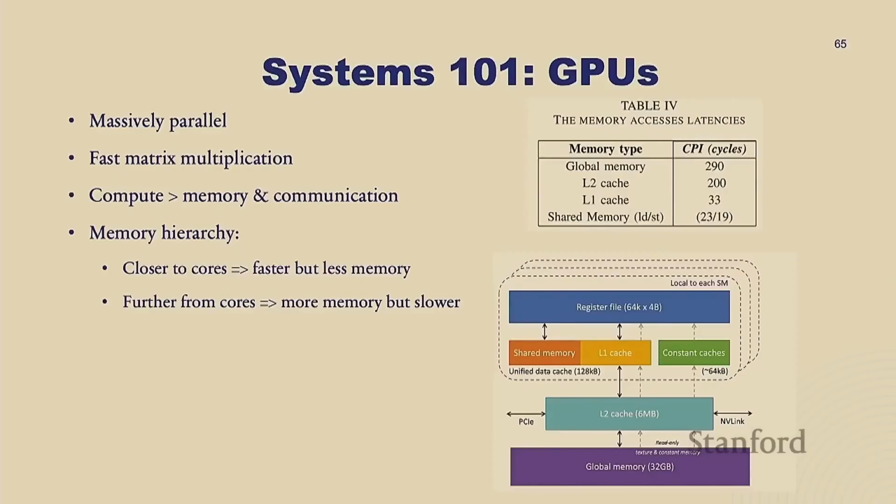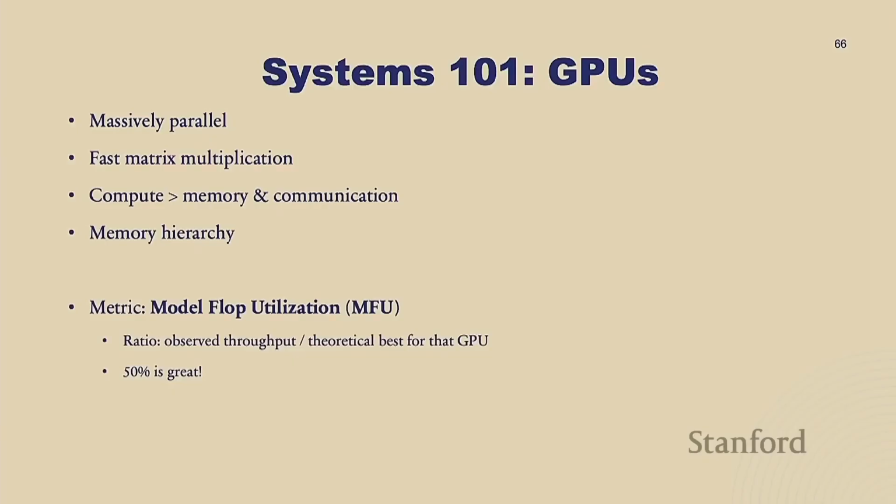Another thing to know about GPUs is that there's a memory hierarchy. It's the same thing with CPUs, but basically the closer you are to your cores, the less memory there is, but the faster things run. If you're further away, there's more memory, but it's slower. Okay, I'm going to skip that. Actually, I'm going to say it.